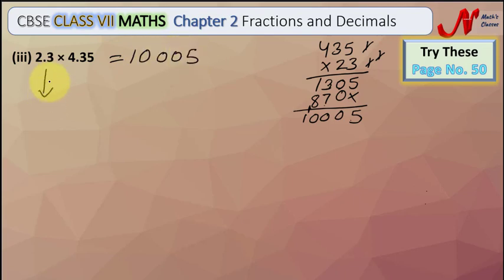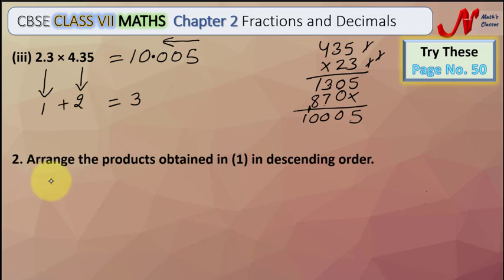In the first decimal number we have one digit after the decimal point, and in this decimal number we have two digits after the decimal point. In total we have 3 digits after the decimal point in the product. So we keep the decimal point from right to left after 3 digits.